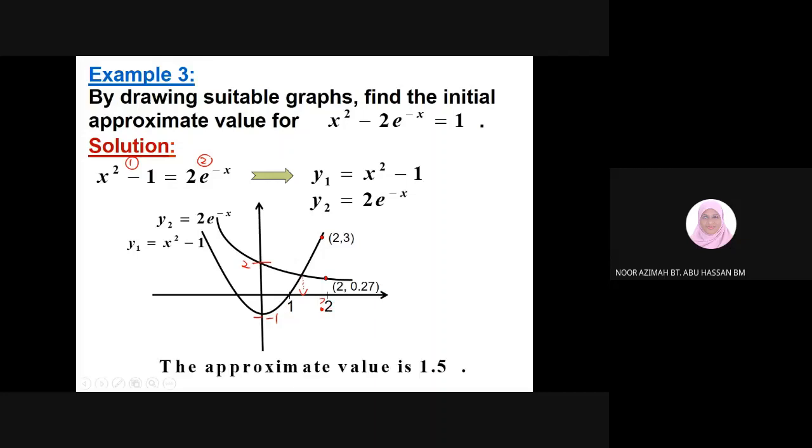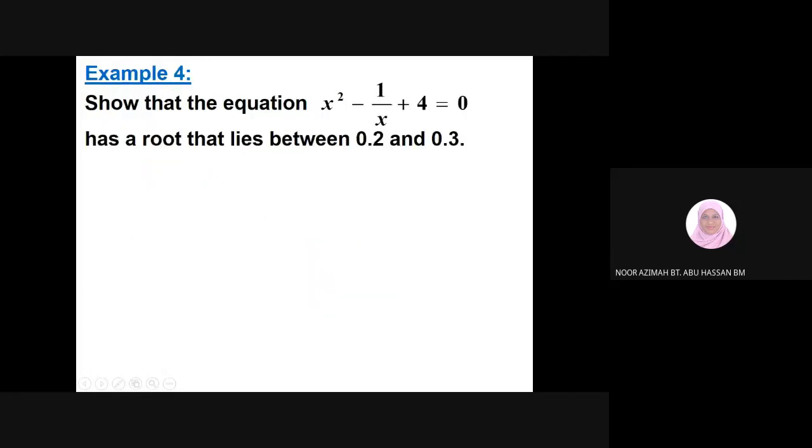Okay, these are some of the examples of finding the initial approximation value, the x0 or x1, using your graphical method. Now we will move on by using the algebraic method. Show that the equation has a root that lies between x = 0.2 and x = 0.3.